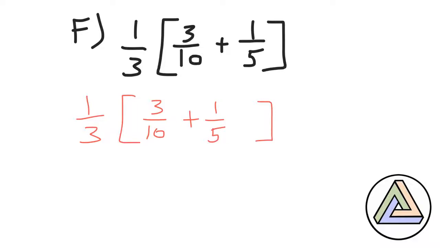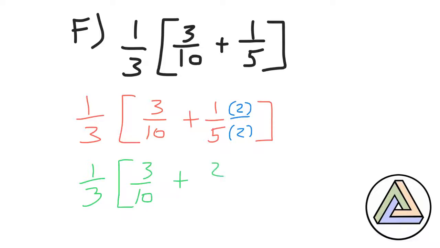So we have 1/5. So what is the least common multiple of 5 and 10? It's definitely 10. So I need to multiply this 5 times something in order to give me this 10, because once I turn this guy into a 10, then I'm going to have a common denominator. So clearly 5 times 2 would give me a 10. So I'm going to multiply 5 times 2, but I can't just do the bottom times 2. I have to also do the top times 2. So what that results in is the next line, which is 1/3 times 3/10 plus 2 over 10.